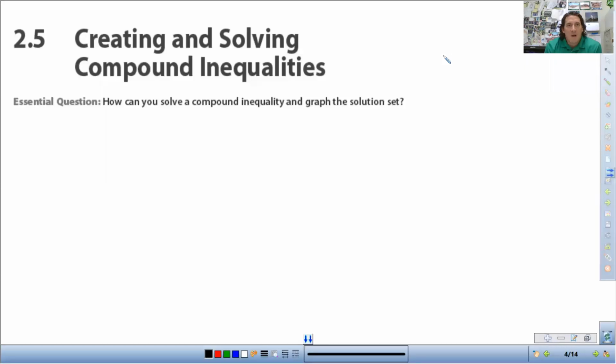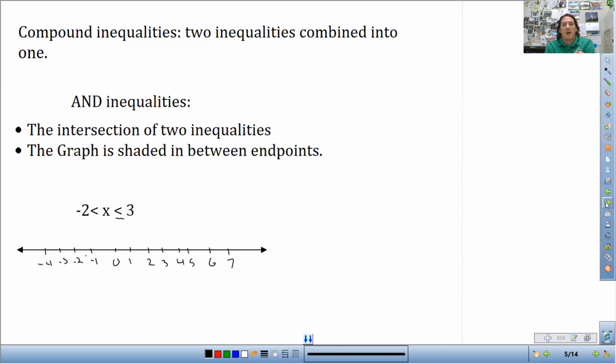All right, IM1 classes. Today we're talking about compound inequalities. Compound inequalities are just two inequalities in one. So let's look at our compound inequalities. We have two of them. There are "and" inequalities, and then there are "or" inequalities. The first ones we're going to talk about are "and" inequalities.